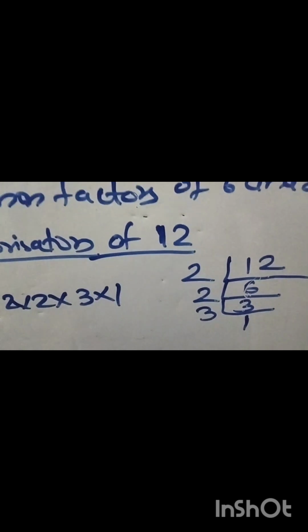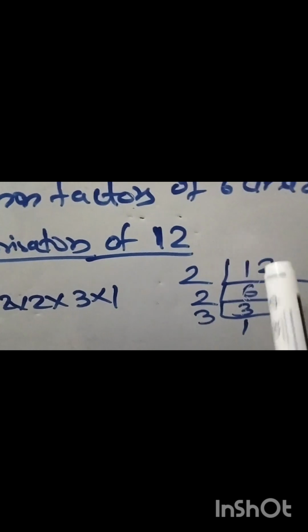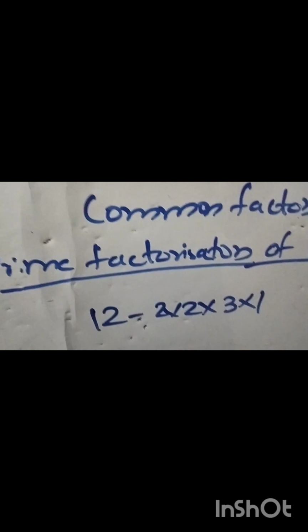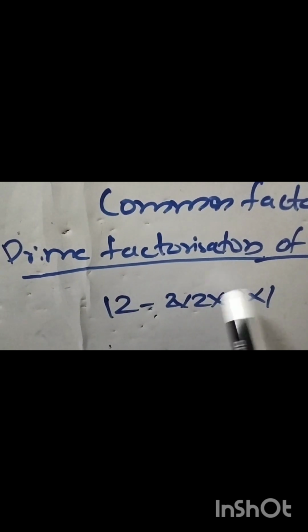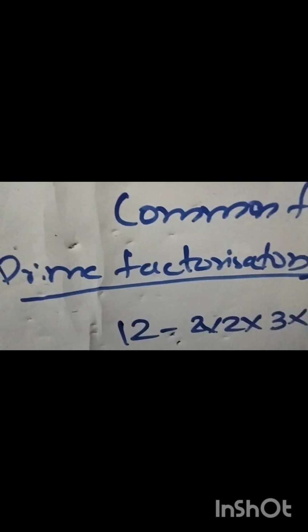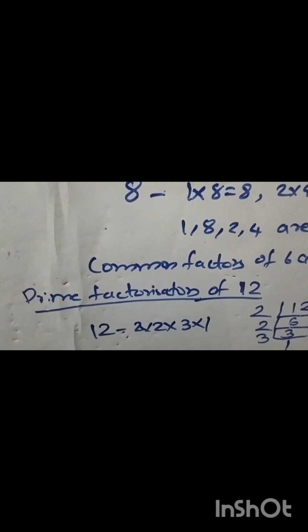Okay, so we can write the prime factorization, that is 2 into 2 into 3. So 2 into 2 into 3 is the given number 12. So 4 into 3 equals 12. So the prime factorization of 12 is 2 into 2 into 3. Okay, this is about the prime factorization.